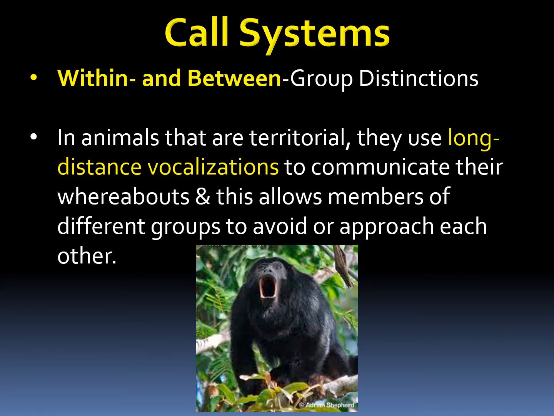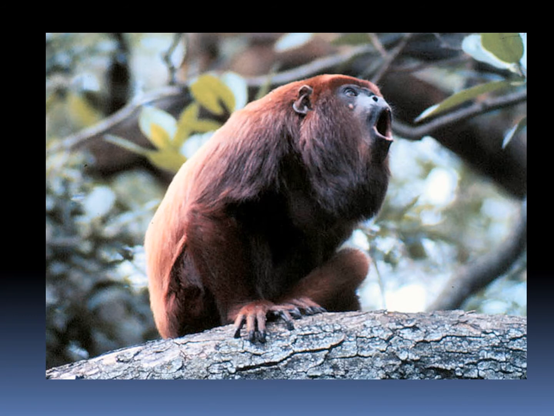In animals that are territorial, they use long-distance vocalizations to communicate their whereabouts, and this allows members of different groups to avoid or approach each other safely. One of the ones I like to use as an example is the loudest of the primates, which is the howler monkey. Here you can see a red howler, and he's got a big bulge right below his mouth. That's a big throat sac that he inflates that allows him to do these very loud, long-distance calls that sound a lot like a Gregorian monk's chant.